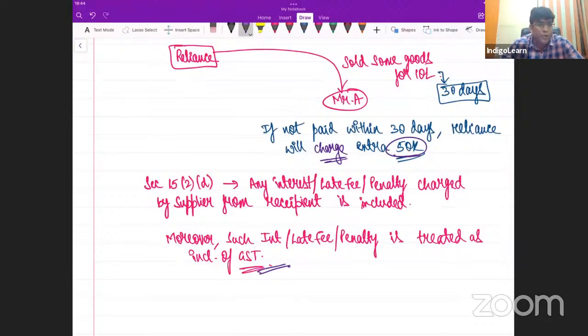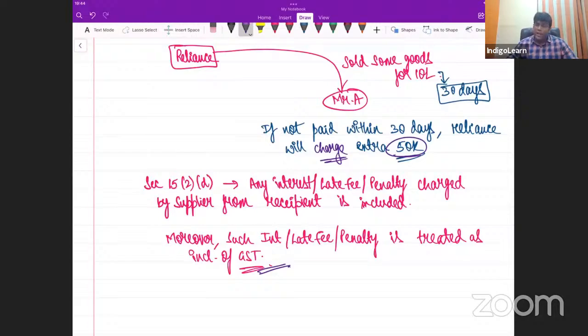Some question? Sir, will GST compensation cess be included? Answer is no. Any tax, duty, cess, fee except GST. So GST also covers GST compensation cess. That is also not included. So anything related to GST is not included to determine the value of supply. Clear? Good. 4 points are over.